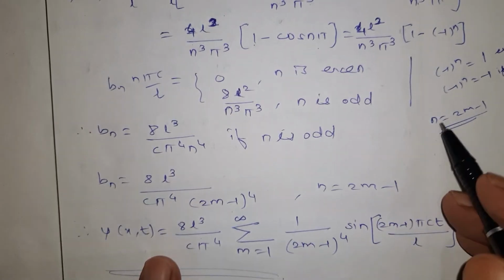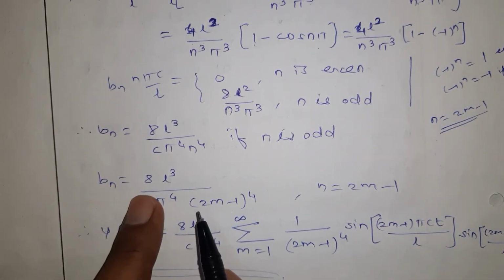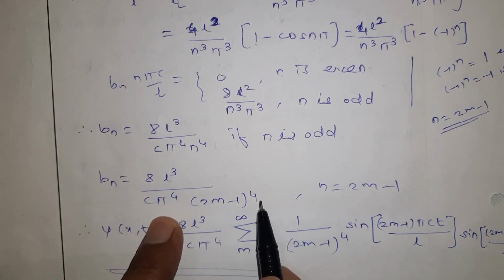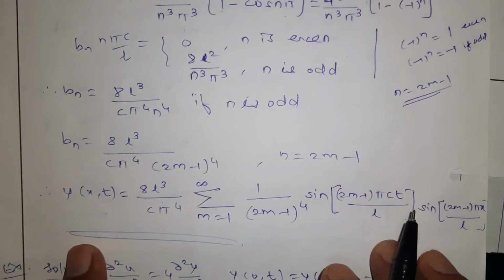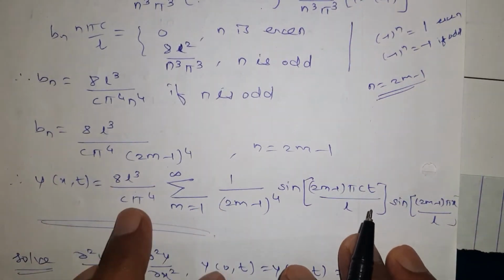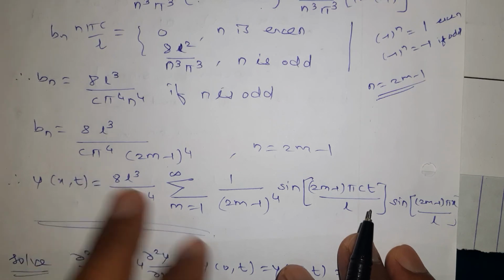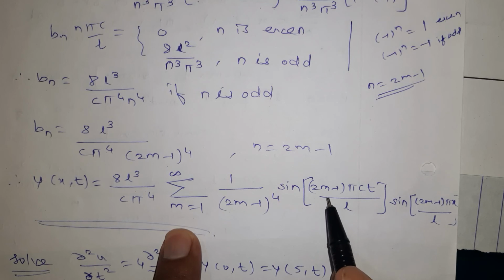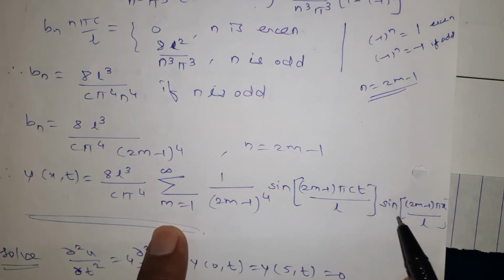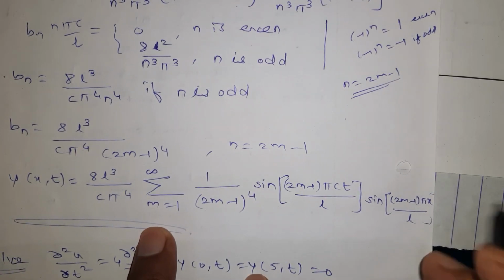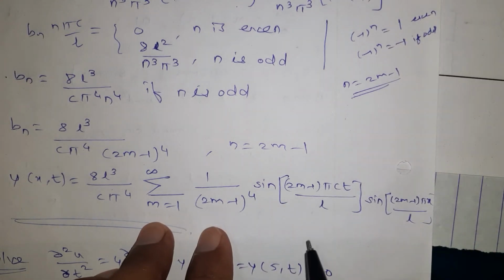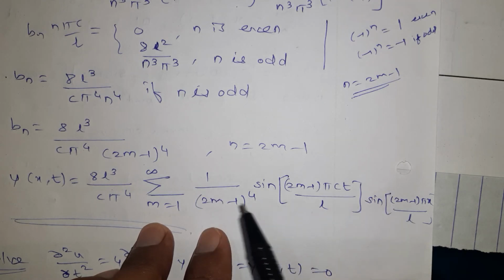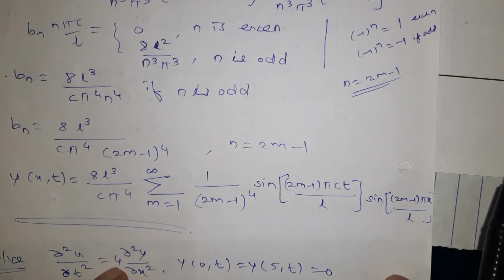And now replace n by 2m minus 1. You will get Bn is equal to 8L cube upon c pi raised to 4, 2m minus 1 raised to 4. Write down your final answer. Therefore y of x,t is equal to 8L cube upon c pi raised to 4 outside, summation m equal to 1 to infinity, 1 upon 2m minus 1 raised to 4, sin (2m minus 1) pi ct upon L, sin (2m minus 1) pi x upon L. This value we substituted in our equation 3. Okay, using equation 3 and this Bn we complete our answer, right?